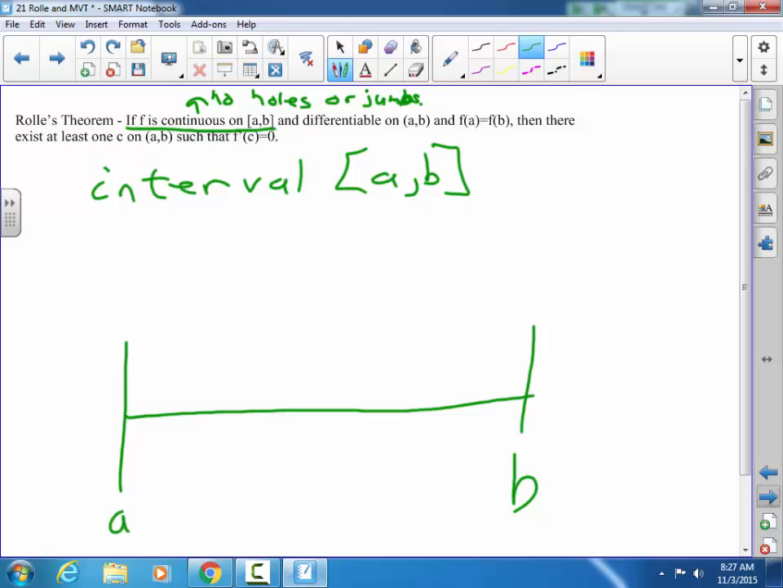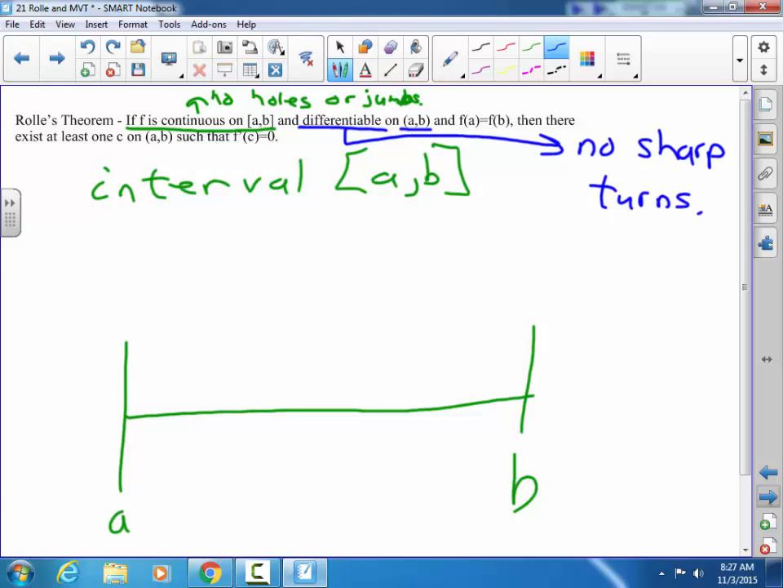The next part of it says it's differentiable on (a, b). Now, first of all, what does differentiable mean? Is that the same thing as continuous? Must not be, since we separated them out. Differentiable means no sharp turns.